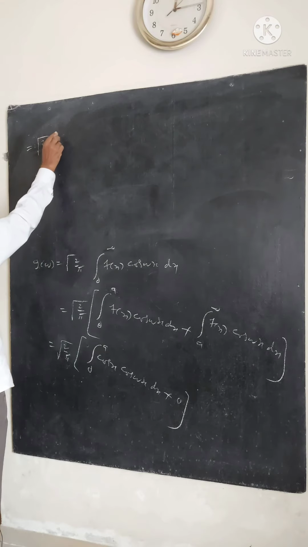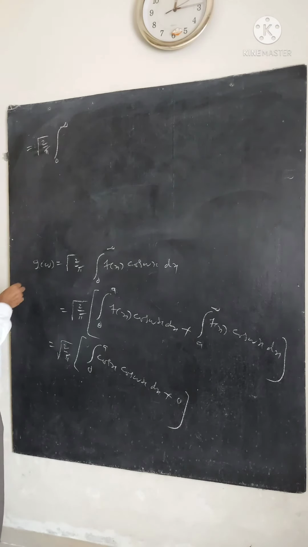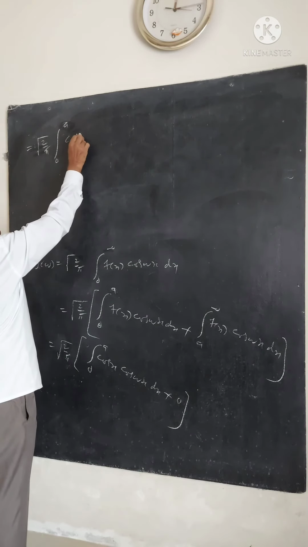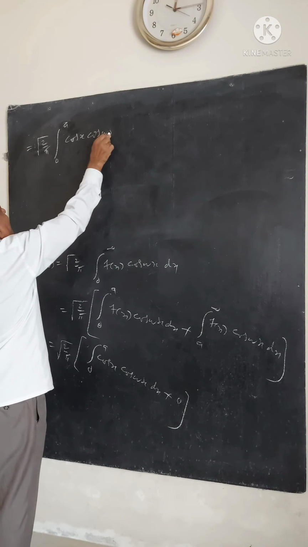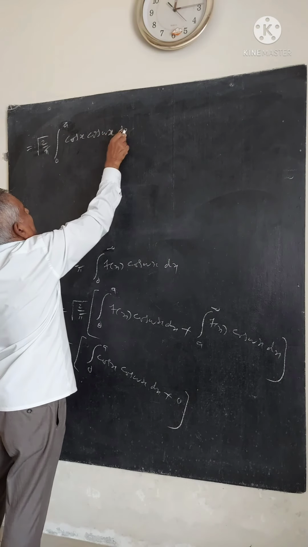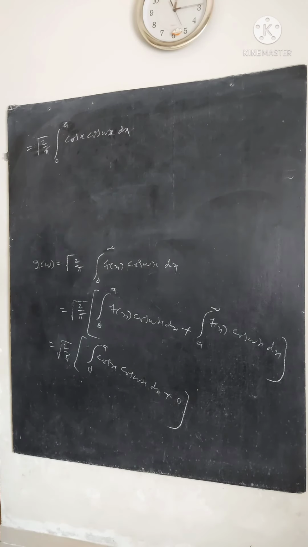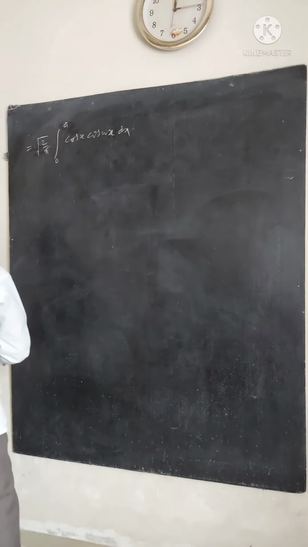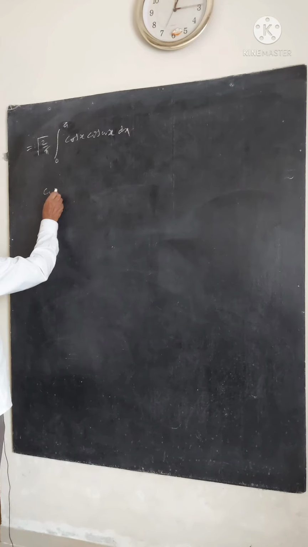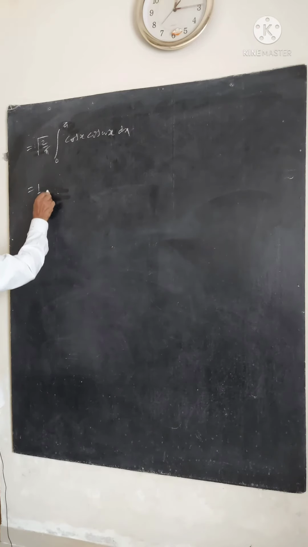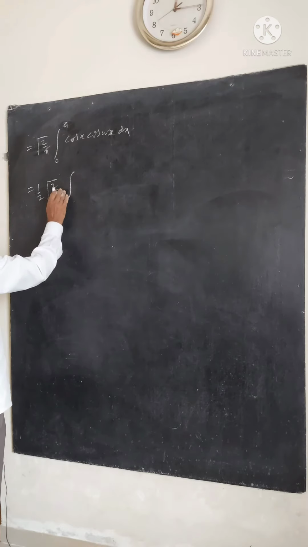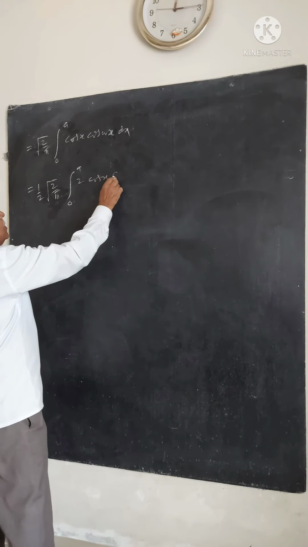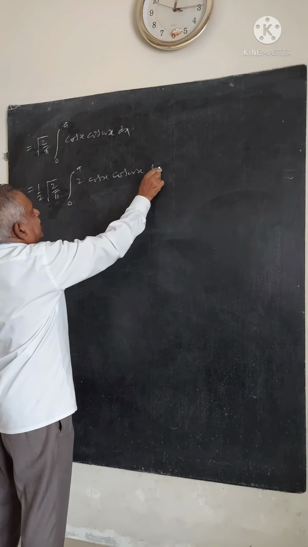So we get root of 2 by pi, integral 0 to a of cos x cos omega x dx. There is a trigonometric formula. Multiply and divide by 2: 1 by 2 root of 2 by pi, integral 0 to a of 2 cos x cos omega x dx.